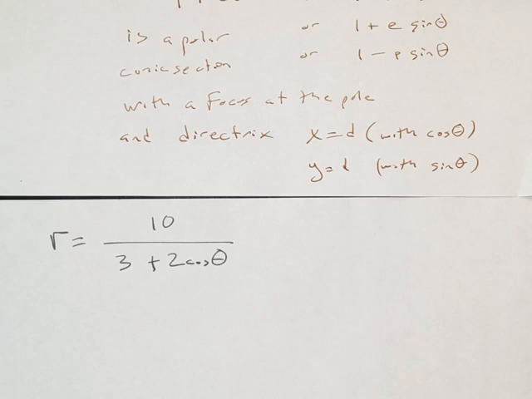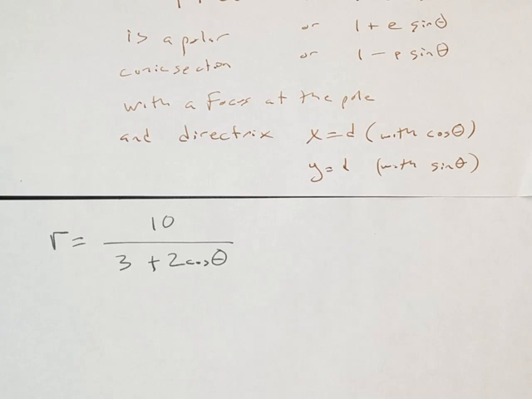The first question: did you get a conic section? An ellipse, a parabola, or a hyperbola? Because the most common mistake that people make is they don't put parentheses around the term in the denominator, and then they get 10/3 plus 2 cosine theta, and that doesn't look like one of the things we want.